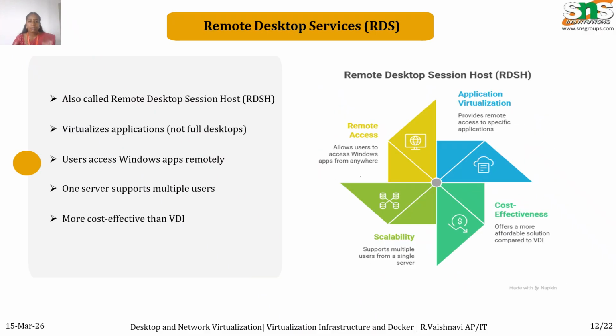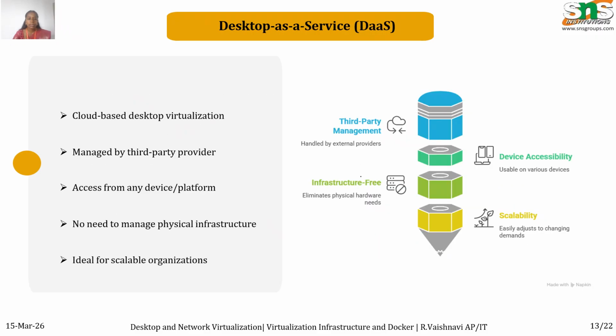And then the second type will be remote desktop services, that is RDS. It is also called remote desktop session host. It is virtualized applications, where a user accesses the Windows apps remotely. One server supports multiple users, and it is more cost effective than VDI. And desktop as a service is a cloud-based desktop virtualization. It is managed by a third-party provider, and it is accessed from any device and on any platform. Here we need not manage the physical infrastructure. It is ideal for scalable organizations.